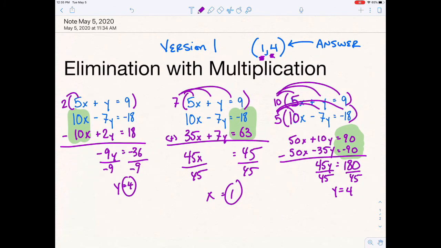So 3 different techniques. Try to find a pair that you might make equal on the x's. Try to find a pair that you can make equal on the y's. Or if you don't want to bother with trying to look at the x's or the y's, just use the cross multiplication technique.